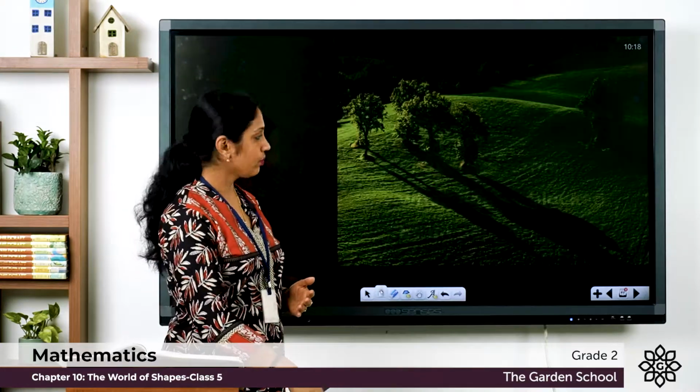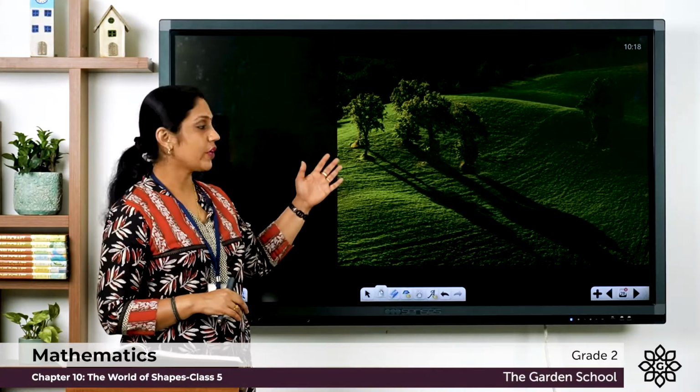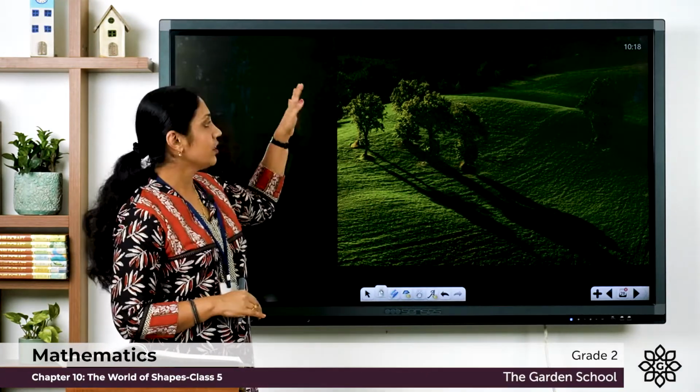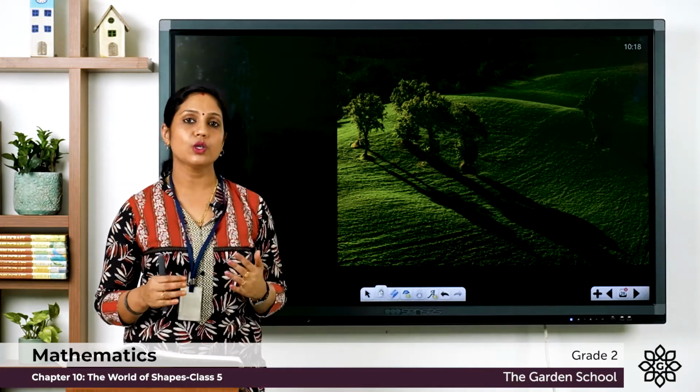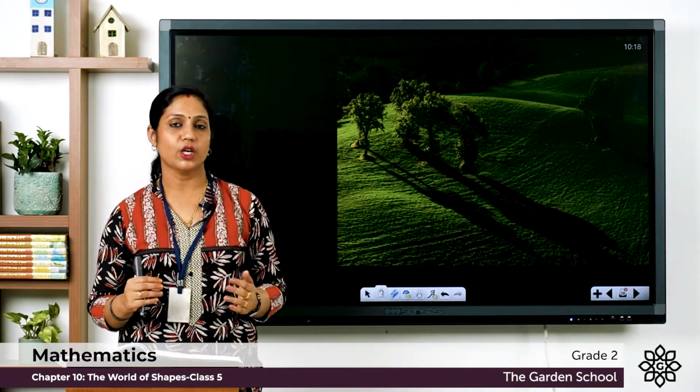So let's see. In this picture, you can see some trees and the shadow of it. The trees block the sunlight and here the shadow is formed. You can also observe many types of shadows in your surroundings.